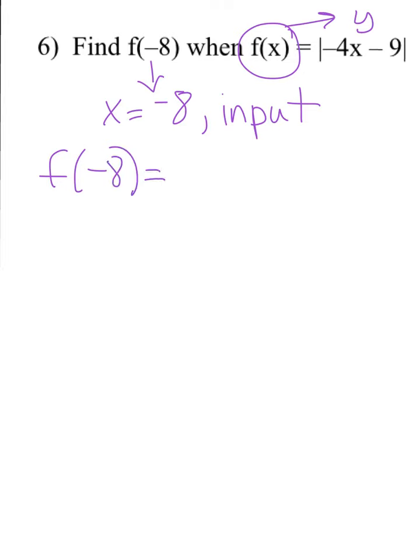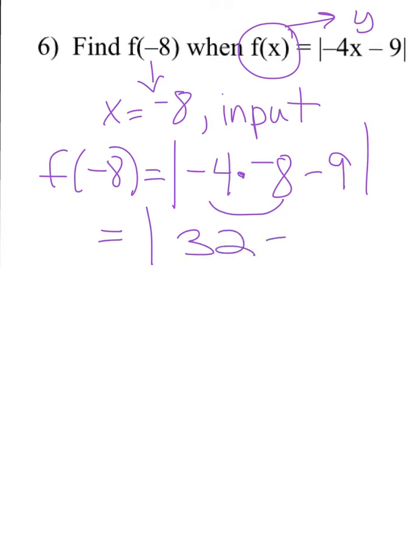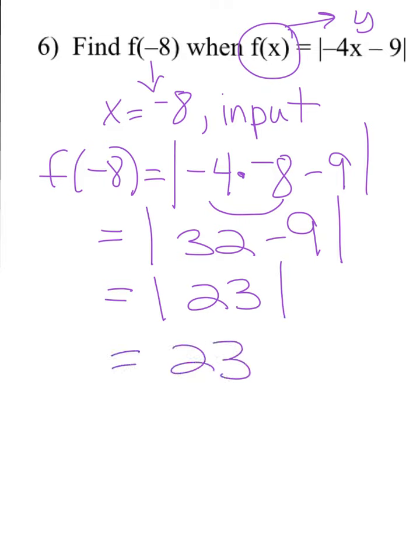So the function f of -8 is equal to the absolute value of -4 times -8 minus 9. So that's going to be -4 times -8, which is positive 32, minus 9. So that would be 23. 32 minus 9 is 23. And the absolute value of 23 is 23. So my final answer is 23.